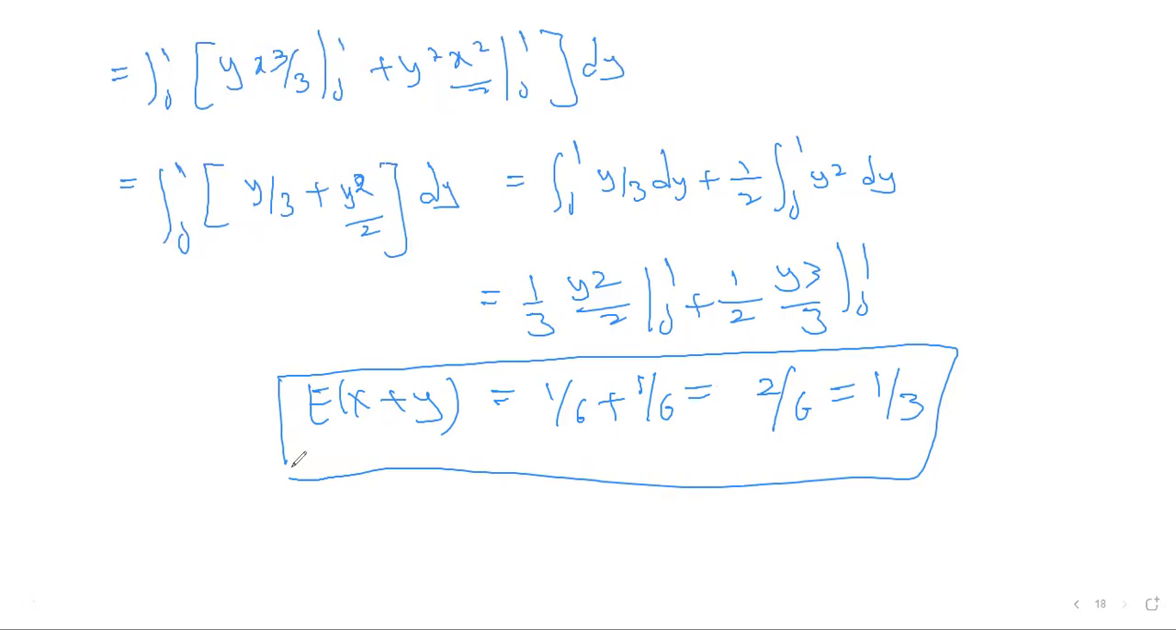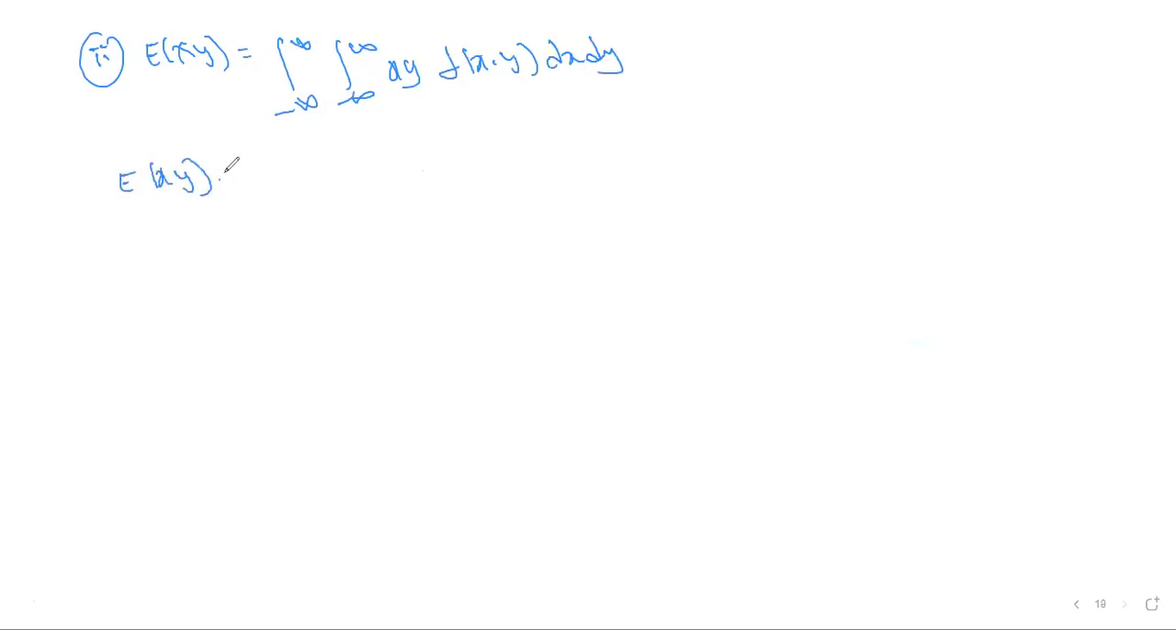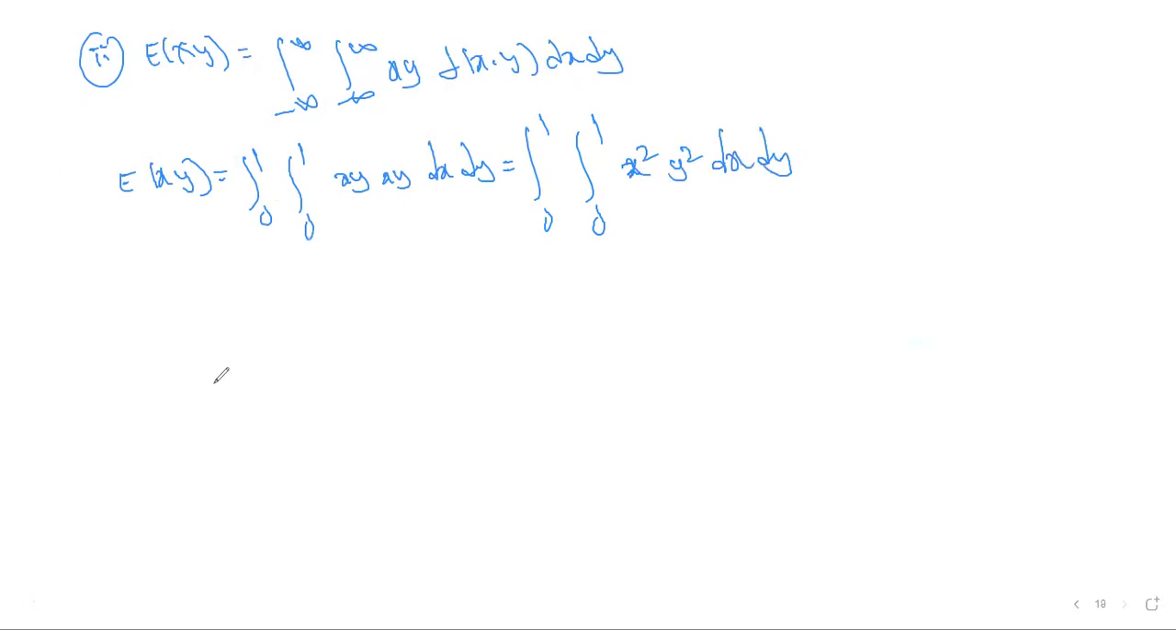Then the second sub-problem: the expected value of xy. The same formula, the integral from minus infinity to infinity of xy f of x comma y dx dy. The limits are mentioned as 0 to 1, and f of x,y is also xy. So the integral 0 to 1, integral 0 to 1 of x square y square dx dy, right?